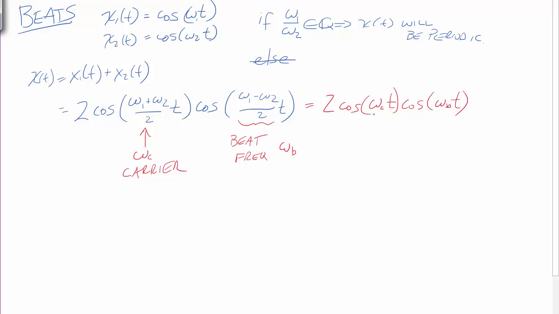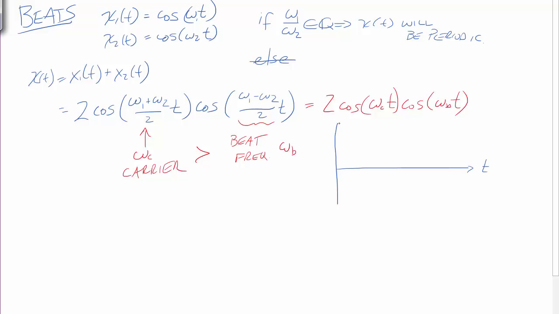Here omega c will be greater than omega b, because we're adding two things divided by 2 rather than their difference divided by 2. And we see that as omega 1 approaches omega 2, the beat frequency goes to 0. Regardless of where they are on the spectrum scale, the carrier frequency will be larger than the beat frequency.